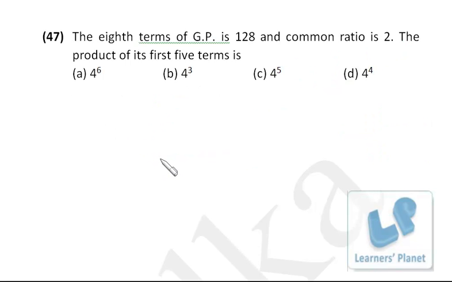Now the eighth term of a GP is 128 and the common ratio is 2, then the product of first 5 terms. Okay, the eighth term will be AR^7, where A is the first term, R is the common ratio, and that is 128. R is actually 2, and 128 is 2 raised to 7. So 2 raised to 7, 2 raised to 7, that means A is equal to 1.